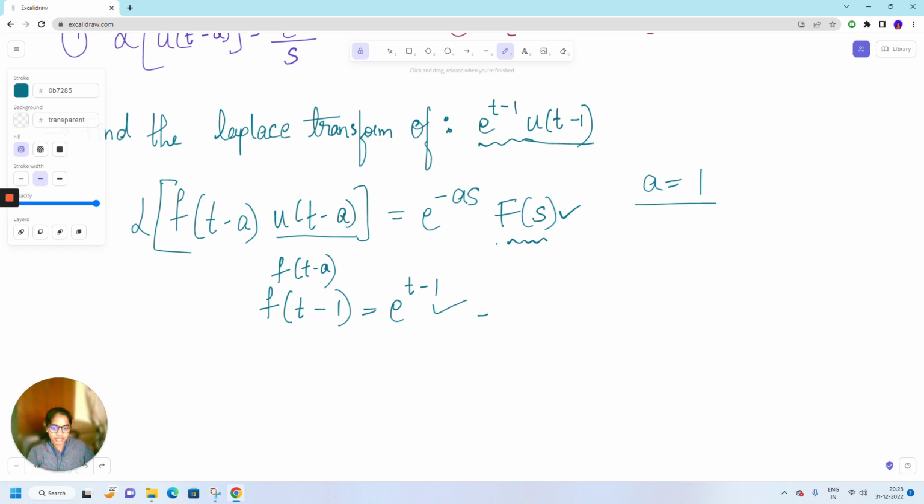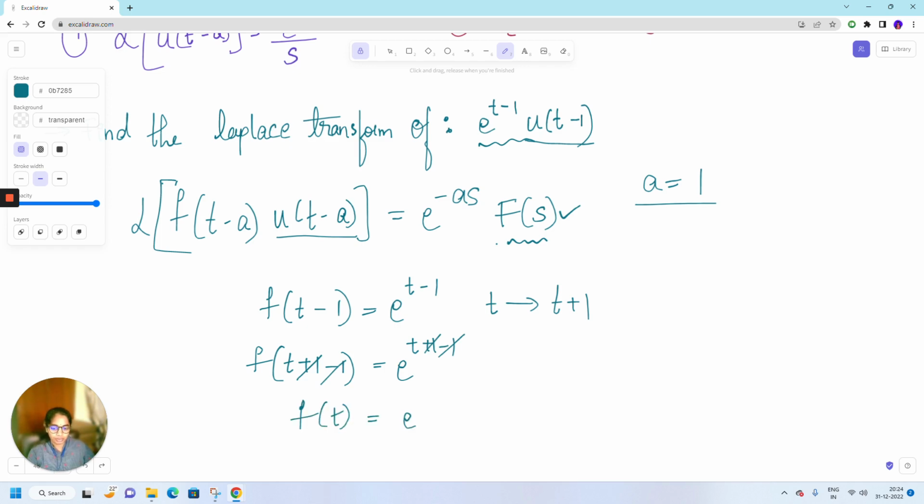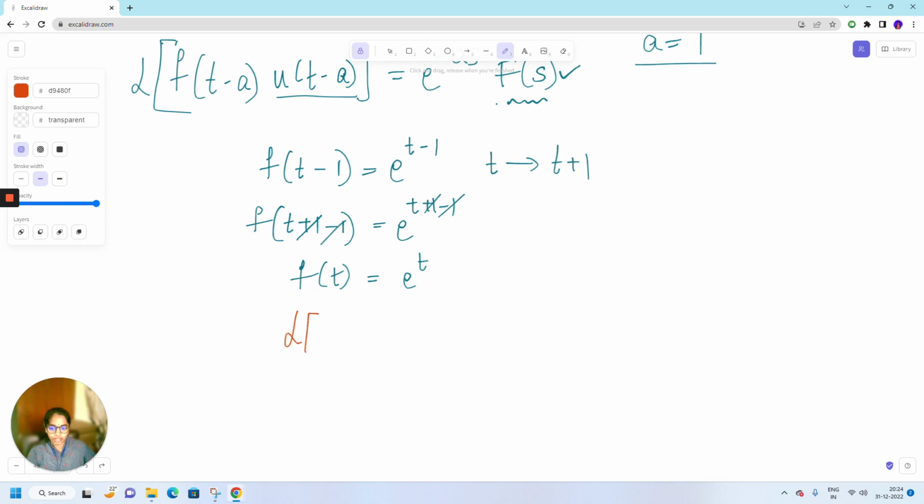So what should I do now? The first step would be to convert f of t minus a to f of t. What should I replace t with so that in place of f of t minus 1, I should get t? I'll replace t with t plus 1. What would I get? F of t plus 1 minus 1 is equal to e to the power t plus 1 minus 1. The 1 and 1 get cancelled. Here I would have f of t, which is equal to e to the power t. Now what is the Laplace of f of t? Laplace of e power t, as we know from the basic formulas of Laplace transform, is equal to 1 divided by s minus 1. This is our f of s.